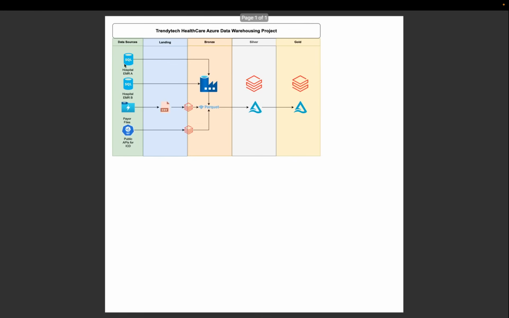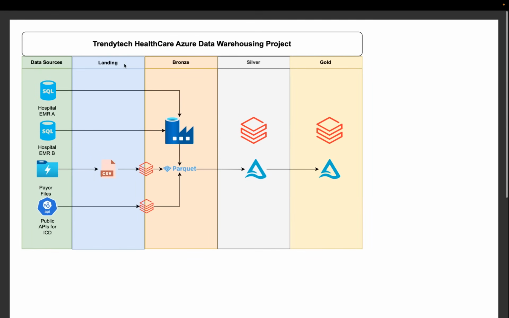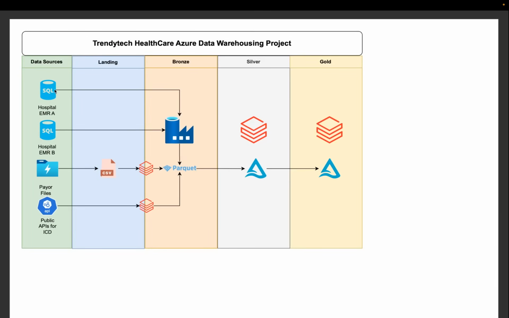So you see this. We have hospital A Azure SQL DB and hospital B Azure SQL DB, two databases. Again, we have a folder, like a container, in our ADLS Gen 2, which is our data lake, where we get the files from the payer. Payer is nothing but your insurance company. And we have public APIs, ICD code and NPI, whatever.